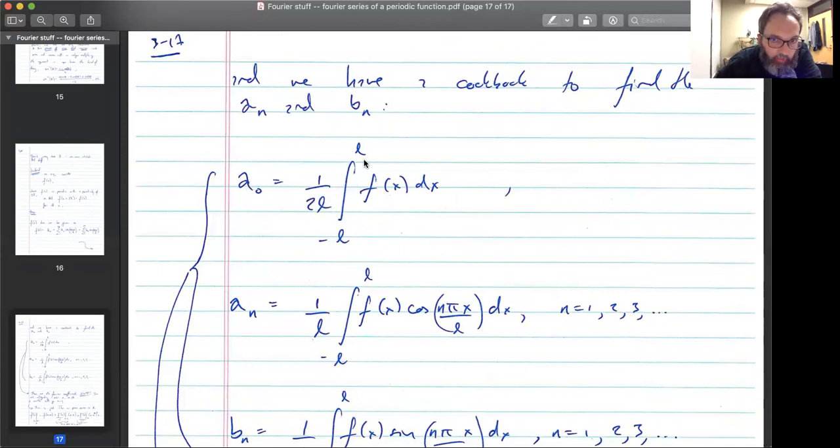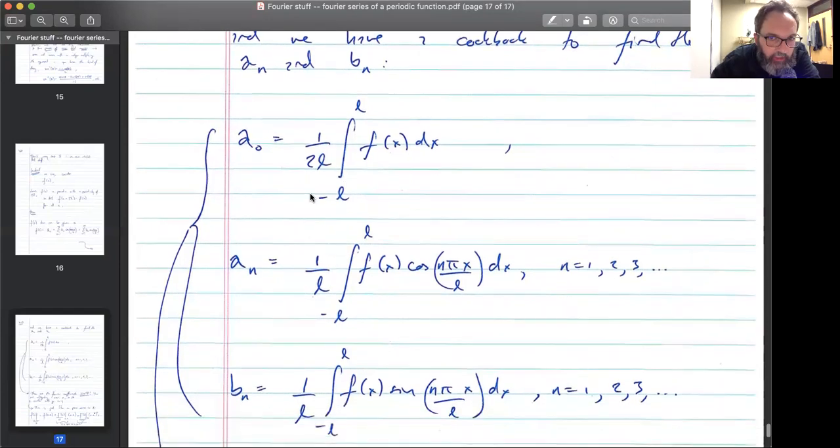So a naught is 1 over 2l, and then the integral from minus L to L, f of x dx. How do I figure out where to start? Where's minus L to L? How do I choose the wavelength? It actually doesn't matter. As long as 2L is equal to the periodicity of the function, then this is arbitrary. You could integrate it over any chunk of the periodic wave function. It wouldn't matter. This is the kind of thing we could actually do if we were in front of a chalkboard and I could explain what I'm getting at. But I'm going to change my nomenclature, so don't worry about it too much.